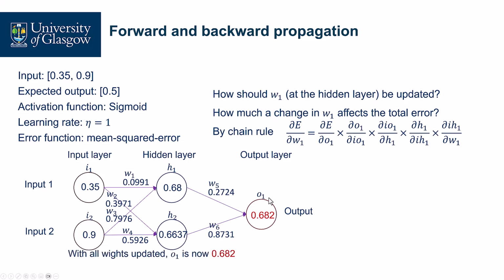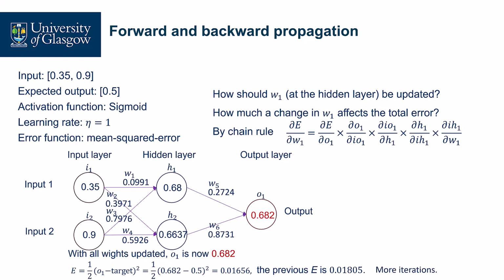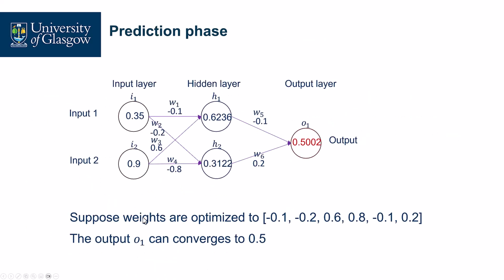So then with the new output, we can still calculate the error function. Using this one, we can calculate the new error is here. So the previous error is this one. We can see the error decreased, right? And then we can do more iterations to continuously decrease the error, and the error function is optimized, right? So consider after many iterations, suppose the weights we optimize them to be this value. So I wrote it here. So in this case, the output is 0.5002. So it's very near to 0.5.